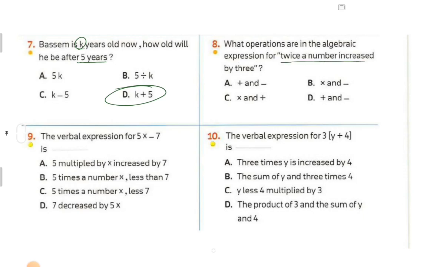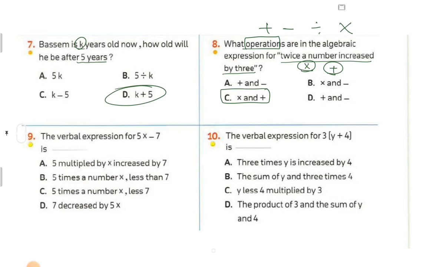What operations are in the algebraic expression: twice a number increased by 3? Twice a number, does he use plus, minus, or what? The question asks about the operation: plus, minus, divide or multiply. Twice a number means times. Increased by means plus. So times and plus.